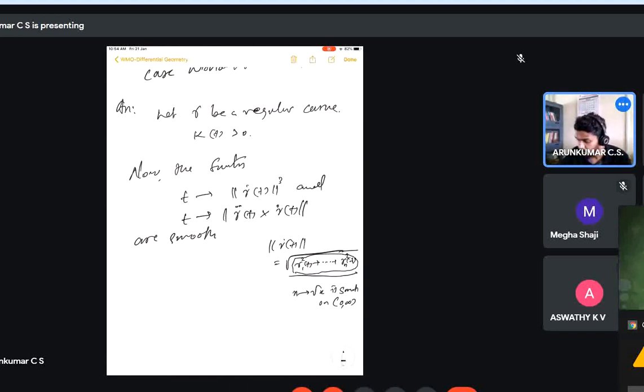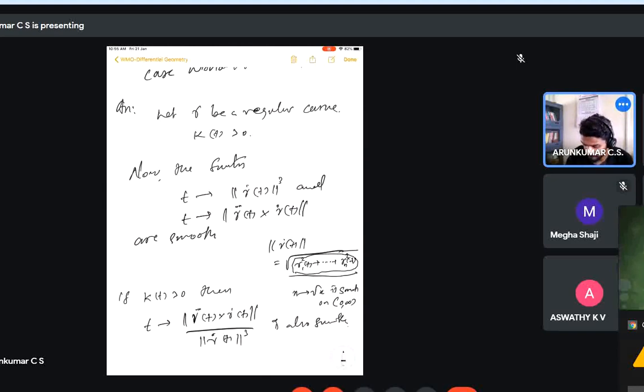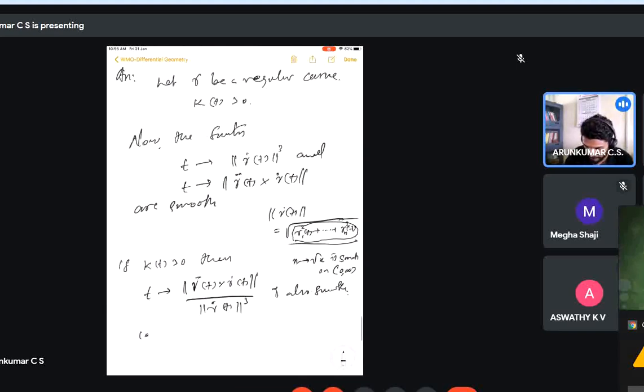So if k of t is strictly positive, then the quotient t goes to norm of gamma double dot t cross gamma dot t by this cube function is a quotient of two smooth functions, so the quotient is also smooth. That is, k of t is smooth.